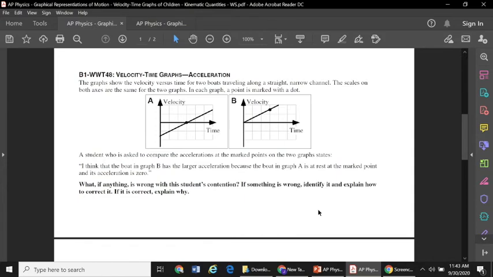A student who's asked to compare the accelerations at the marked points on the two graphs states, I think that the boat in graph B has the larger acceleration because the boat in graph A is at rest at the marked point and its acceleration is 0. So your job, as it says here, is to answer the following question. What, if anything, is wrong with this student's contention? If something is wrong, identify it and explain how to correct it. If it's correct, explain why.